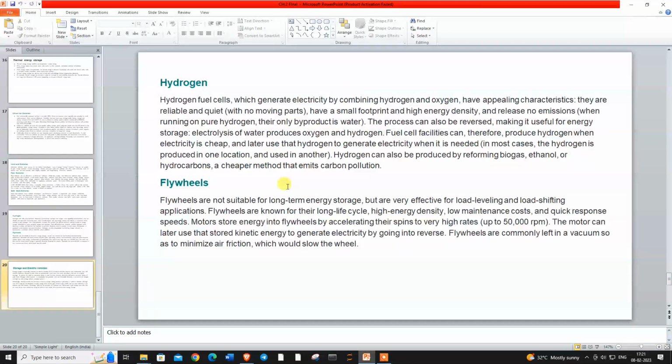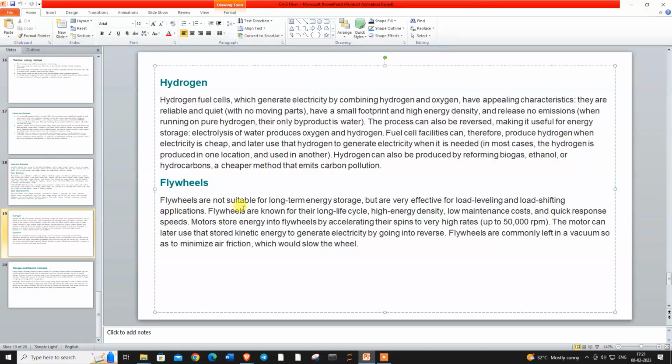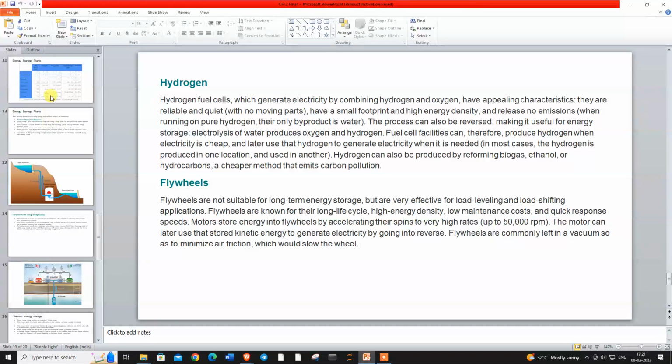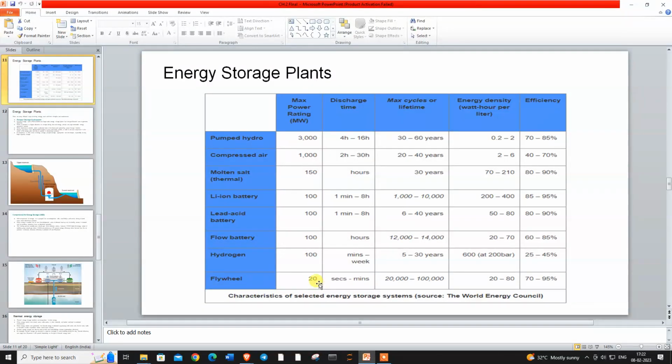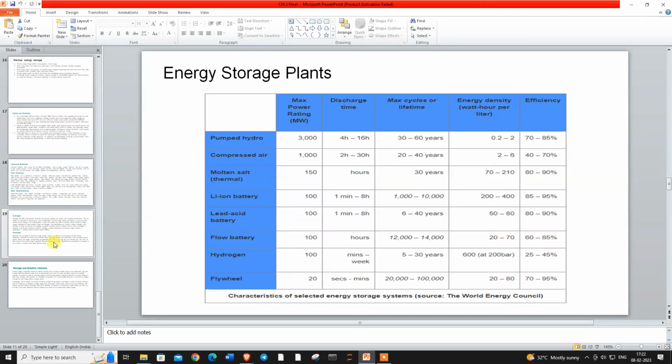Okay, and last is flywheel. We can skip it here, but if you look at flywheel, it is not suitable for long term energy storage. As I said earlier, it is a kind of capacitive plant. It can supply the grid for a very short period of time. If you look at the table, for flywheel the maximum power rating is 20 megawatt only, but the discharge time is in seconds or minutes. Life is very high, efficiency is high, energy density is moderate, but the discharge time is very less, so it is not useful for long term purpose.